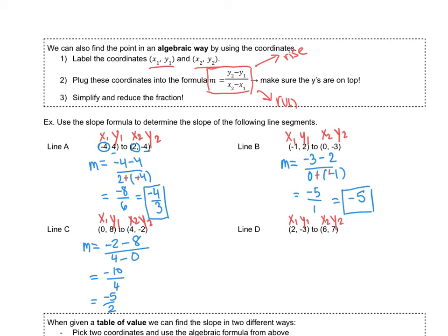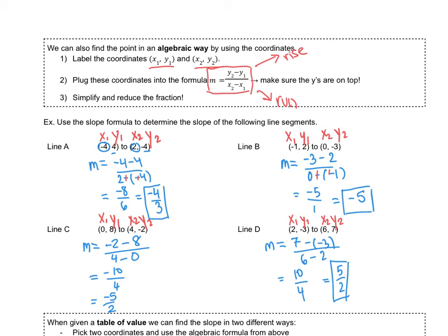So there's the labeling. y2, 7, subtract y1, negative 3, over x2, 6, subtract x1, 2. 7 subtract negative 3 becomes 7 plus 3, which is 10. 6 subtract 2 is 4. This again is divisible by 2. So positive 5 over 2 is your answer.